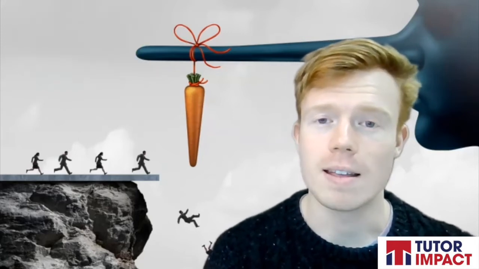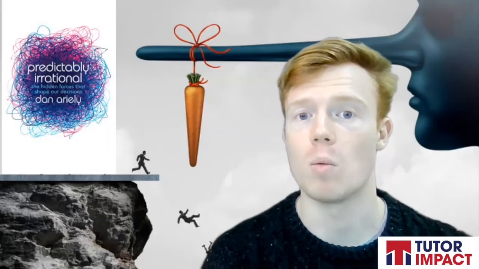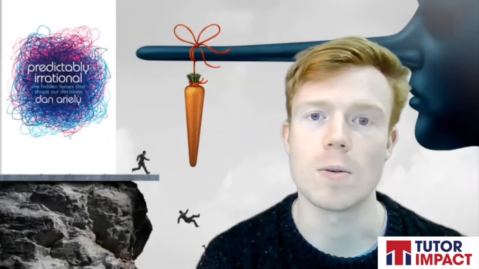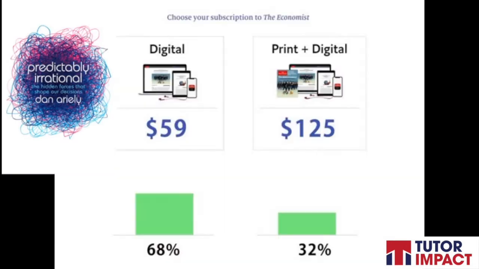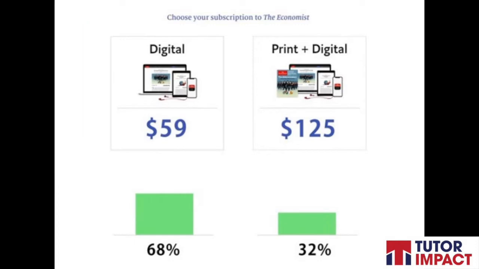Dan Ariely, the author of the book Predictably Irrational, talks about one example relating to The Economist magazine. Students were given a choice between two subscription packages. One was digital, one included the digital package and also a print copy of the magazine. And as you can see, 68% of students opted for the digital package. But let's throw in a decoy.